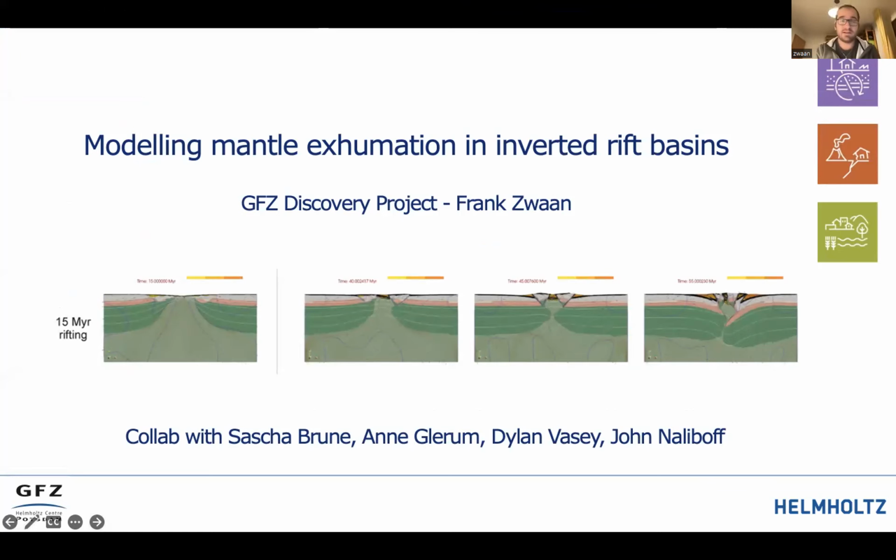I'm Frank Zwaan, and I would like to talk a little bit about modeling of mantle exhumation in inverted rift basins, which is a collaboration with various people like Sascha Brune, Anne Glerum, Derek Neuharth, and John Naliboff as well. And this is all based at GFZ Potsdam in Germany.